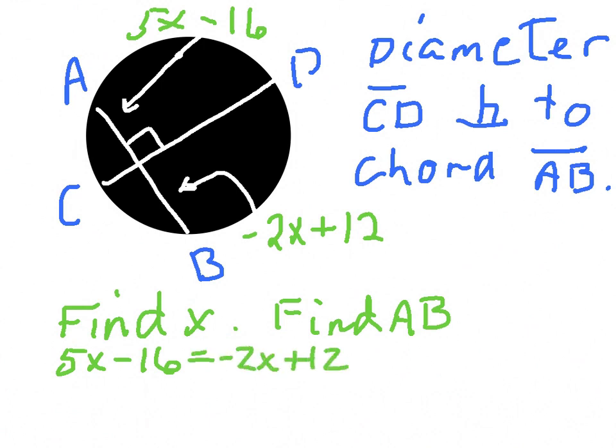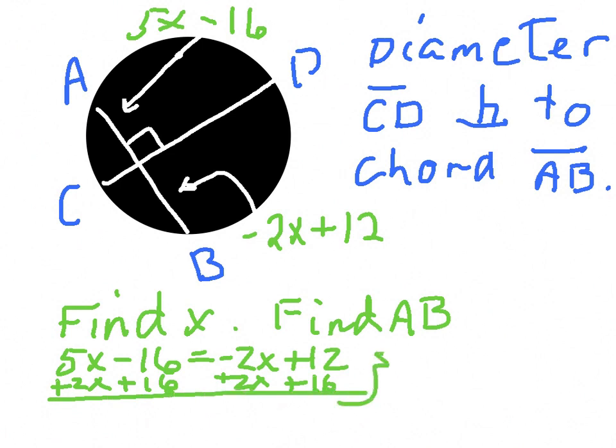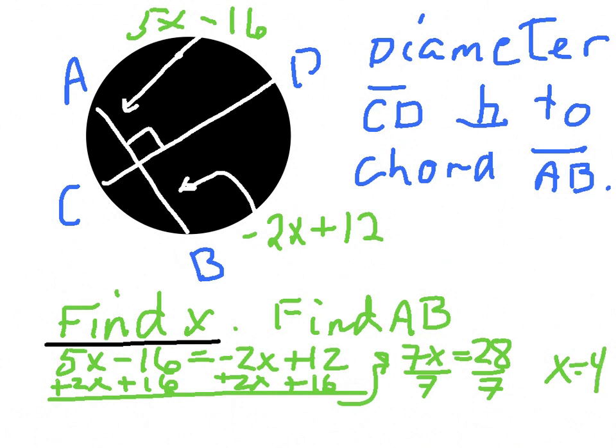And if you add 2x to both sides, and then add 16 to both sides, then what you will end up with is 7x equals 28, and then divide by 7, and you get x equals 4. So that answers the first question, find x. The second question is find AB.